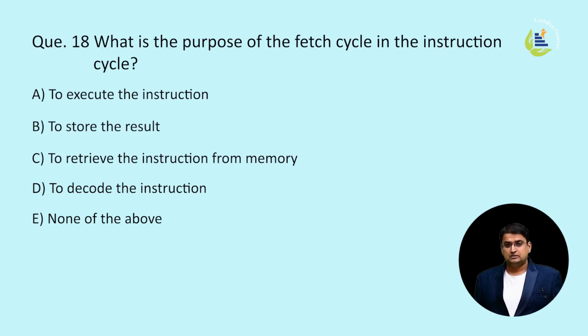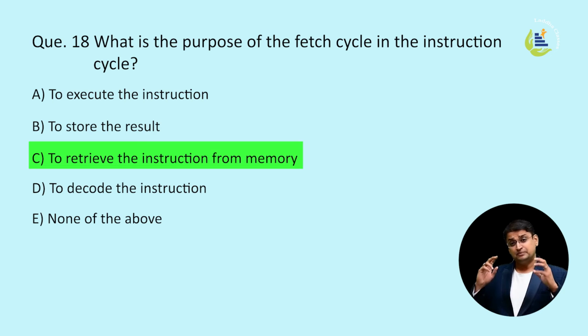Question 18. What is the purpose of the fetch cycle in the instruction cycle? Options are to execute the instruction, to store the result, to retrieve the instruction from memory, to decode the instruction, none of the above. Correct answer option is C, to retrieve the instruction from memory.